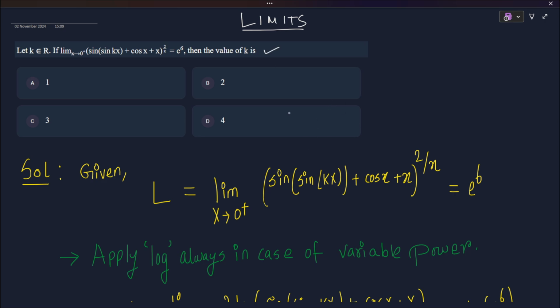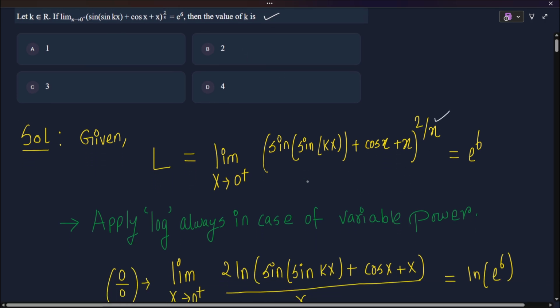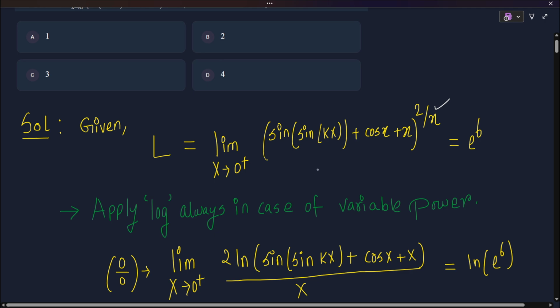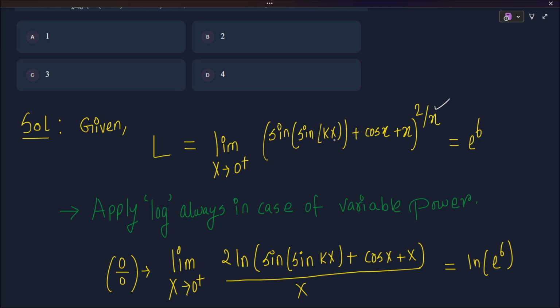Now, whenever you are given a limit of this kind and you see there is a variable power upon the whole expression, you simply need to take logarithm always. That is the only way this problem is going to work. And this is the easiest way possible. So we define the limit as L, and this is the statement basically.